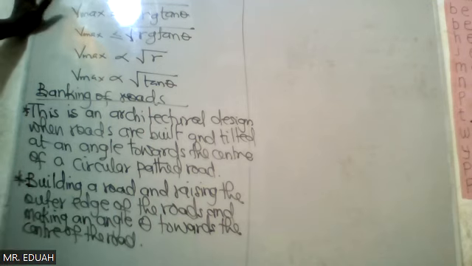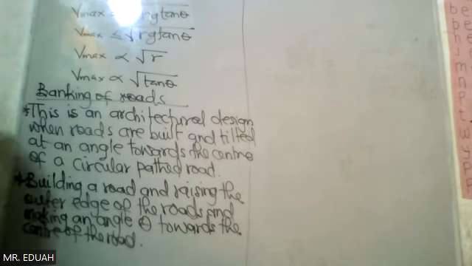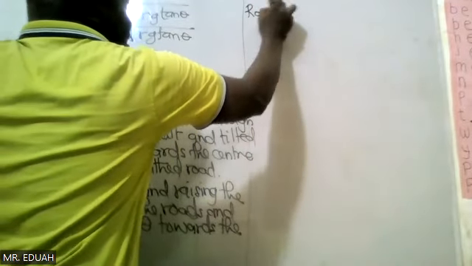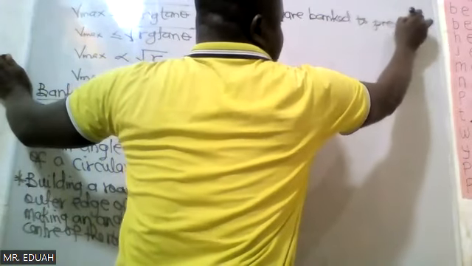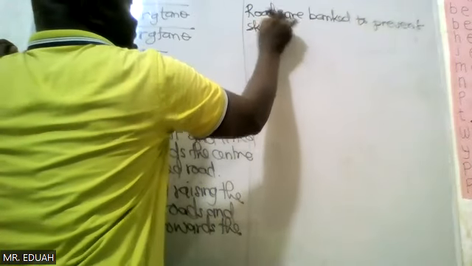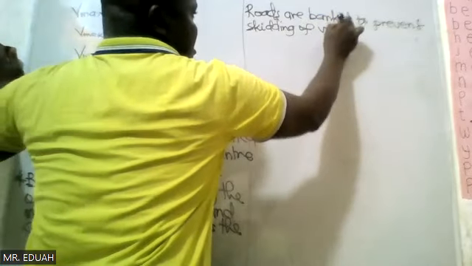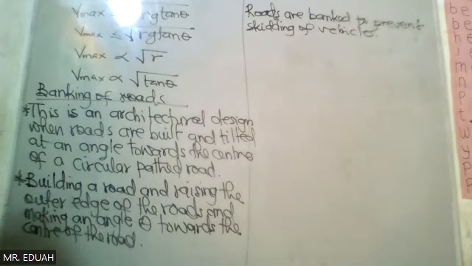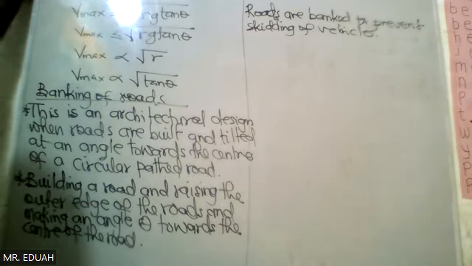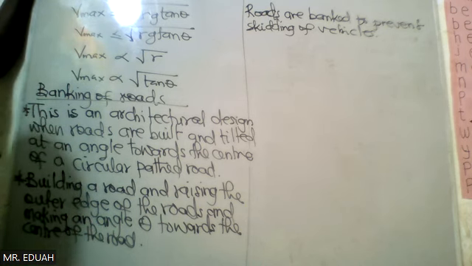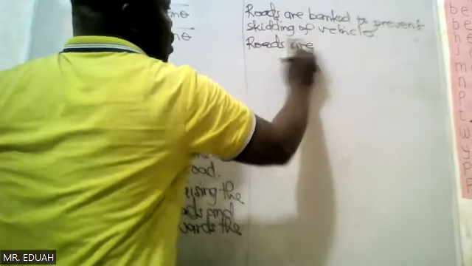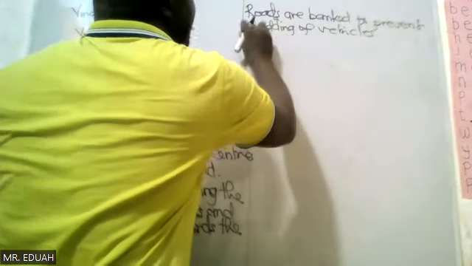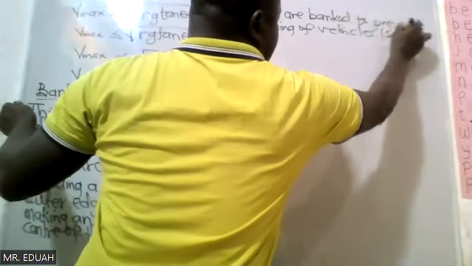Now, why do we bank roads? Or why are roads built in that manner? Roads are banked to prevent skidding of vehicles. So, in the first case, it is for safety purposes, to prevent skidding.